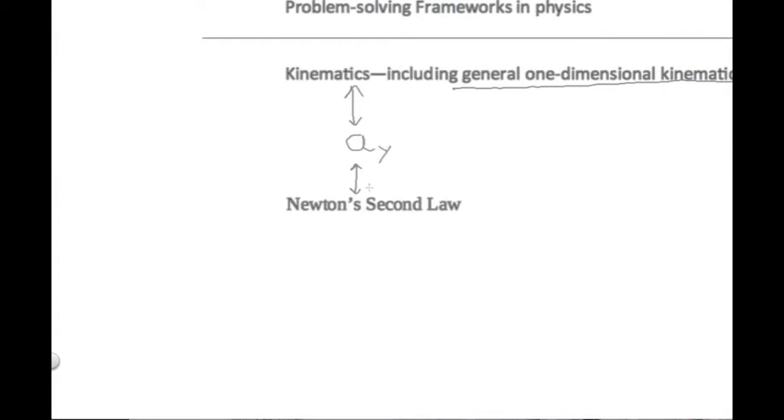So here's our first example of how we don't want to be on autopilot for this problem. In the previous problems, the link between kinematics and Newton's second law was a sub x because the object was moving parallel to the x-axis. But in this problem, the link is going to be a sub y because the object is moving parallel to the y-axis.